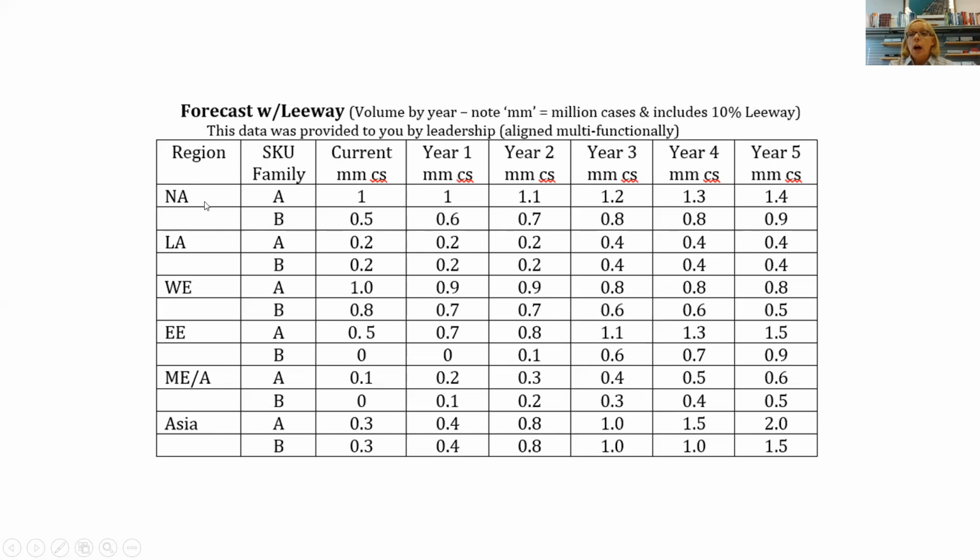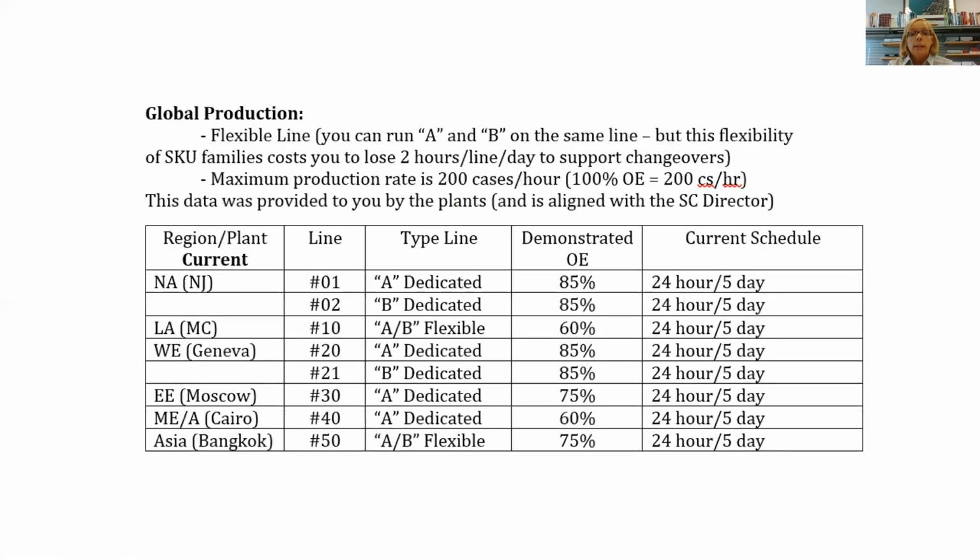We're interested in doing this long-term capacity planning for North America, for Latin America, for Western Europe, for Eastern Europe, for the Middle East and Africa, and for Asia. We'll come back to this table because it's a very important component of how we analyze and then solve the problem for long-term capacity.